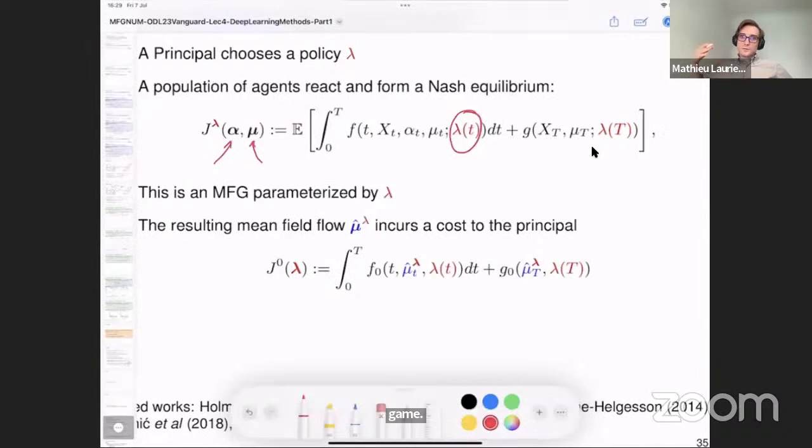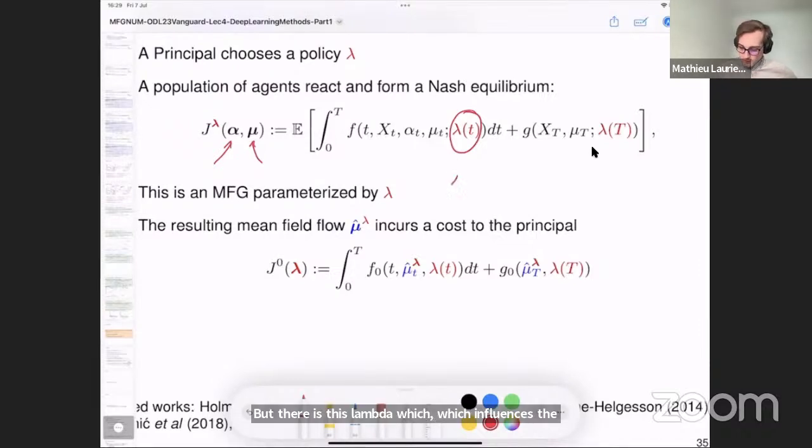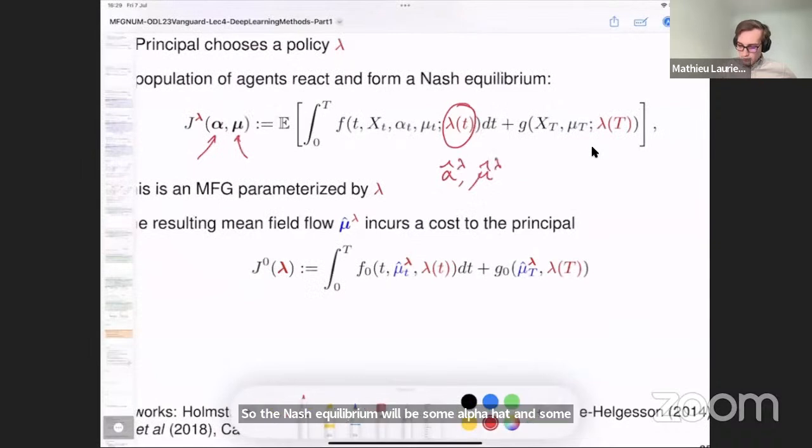So I can do the same thing looking for a fixed point. But there is this lambda which influences the Nash equilibrium I am going to find. So the Nash equilibrium will be some alpha hat and some mu hat, but they are both depending on the choice of lambda imposed by the government or given by the government. But then the government pays a cost or has a cost, maybe an artificial cost, maybe a moral cost. For example, the number of people infected or the number of deaths, and the government wants to minimize that.